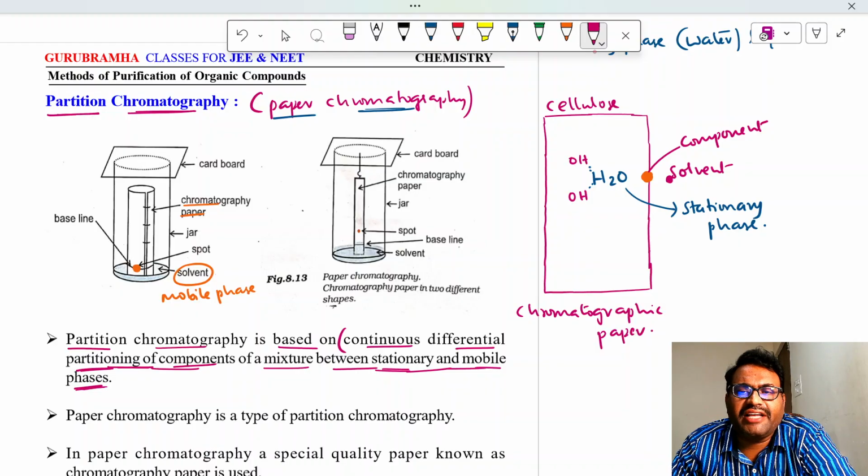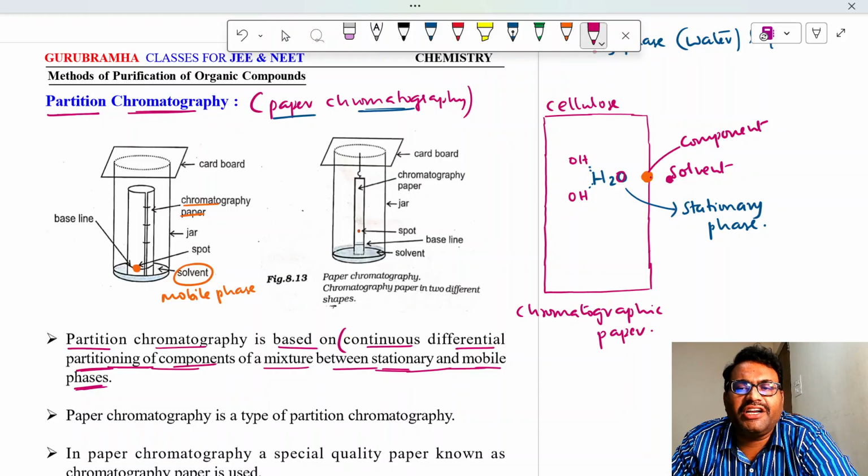Now this component has attraction towards the solvent, and it also has attraction towards water. This part you need to understand. What is this continuous differential partitioning? The simple meaning is that the component is attracted by the solvent and it is attracted by water. If the component is more attracted towards water, it will not move to a greater distance. It will stop because it is more attracted towards water.